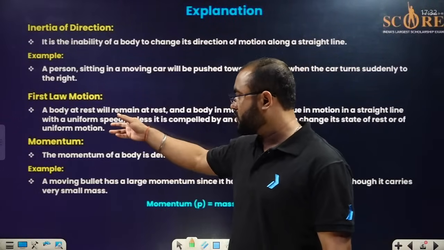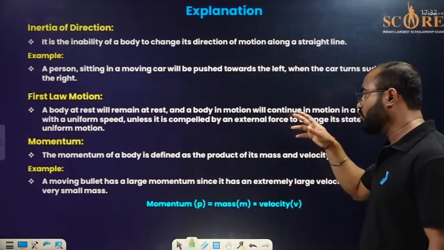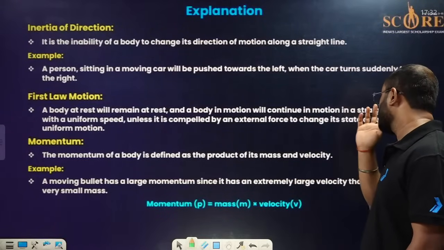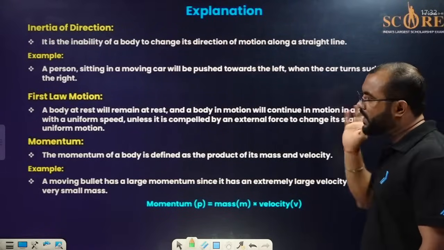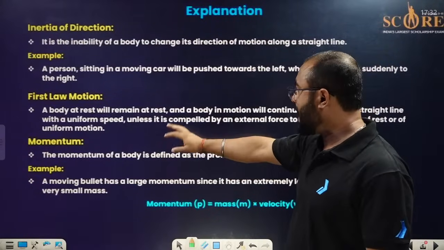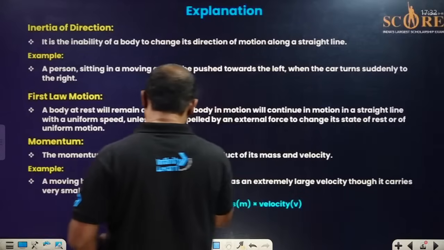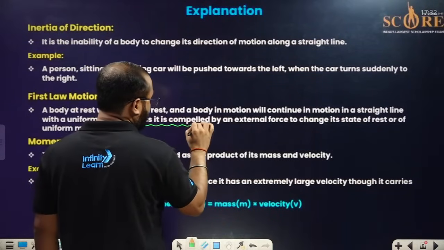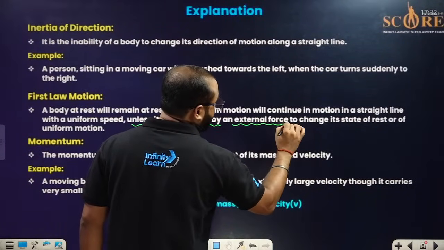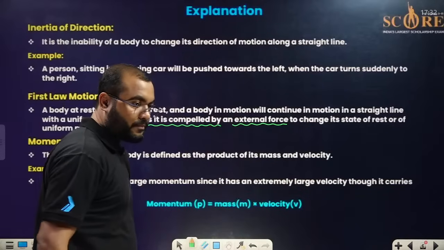So what does the first law say? A body at rest will remain at rest. A body in motion will continue in motion in a straight line with a uniform speed unless it is compelled by an external force to change the state of the body.